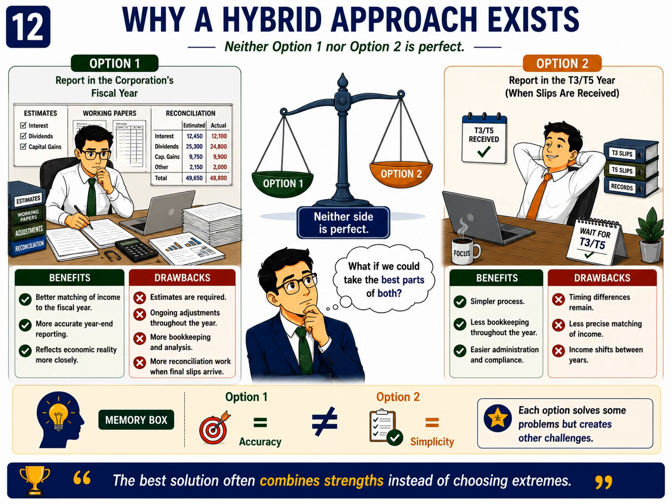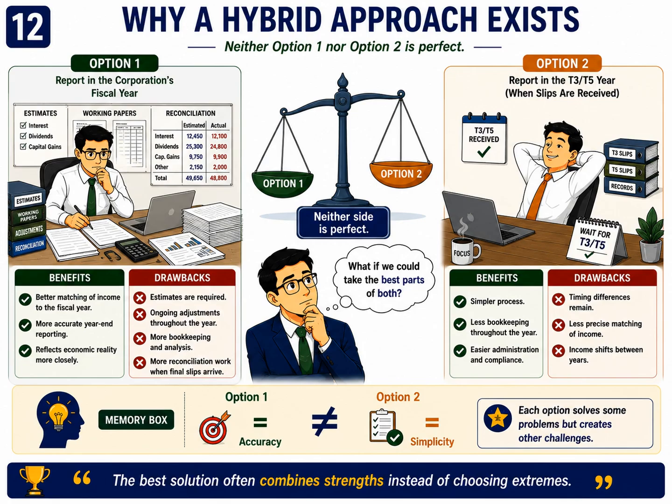The biggest strength of option 1 is accuracy. By estimating missing investment income and allocating amounts to the correct fiscal period, the corporation achieves better matching between income earned and income reported. This often produces more accurate year-end reporting. It aligns more closely with the economic activity that occurred during the fiscal year. For many accountants, that improved matching is highly desirable.